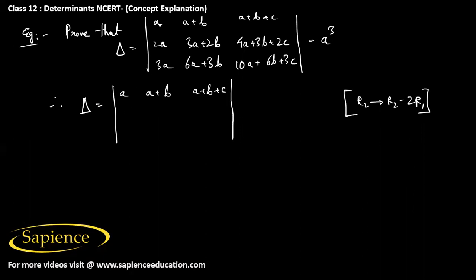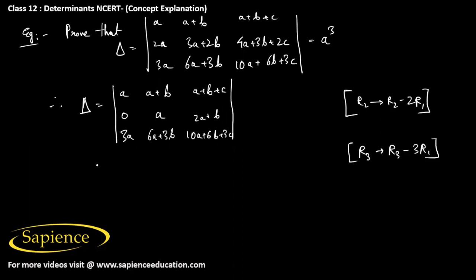So this will be a plus b, a plus b plus c, and this will become 2a minus 2a, that is 0. 3a plus 2b minus 2a minus 2b will become a. And this will be 2a plus 2b plus 2c, so if we subtract that from this, it will become 2a plus b, and this will be 3a, and 6a plus 3b, then 10a plus 6b plus 3c. Now we can again apply the row operation R3 goes to R3 minus 3R1, so then this will become 0 also.